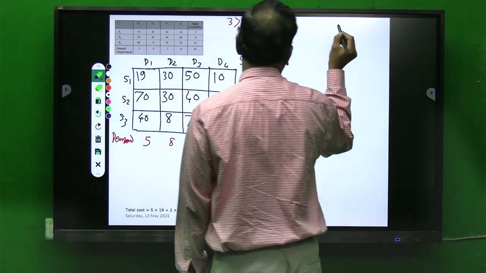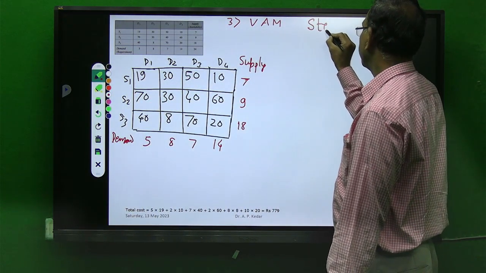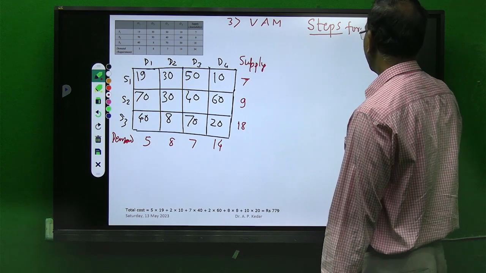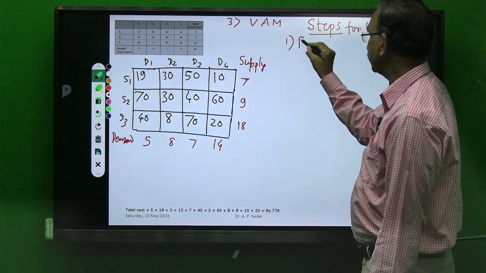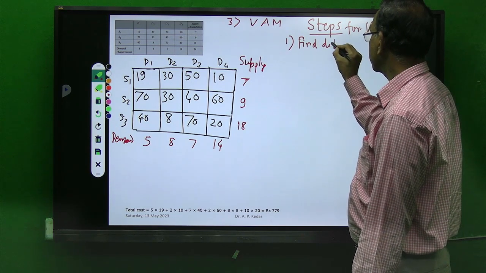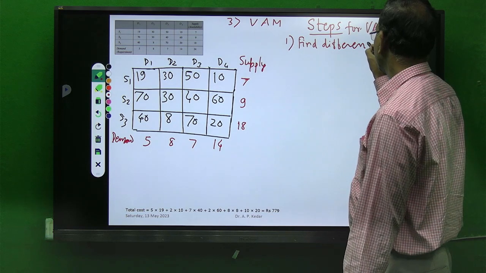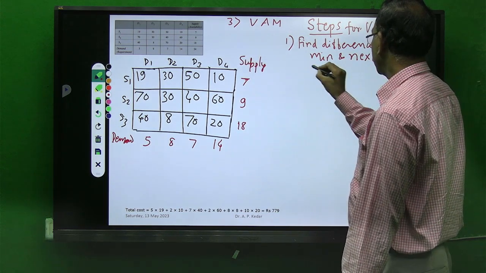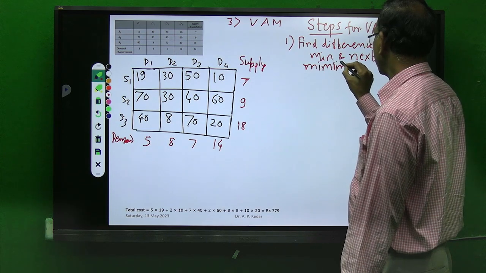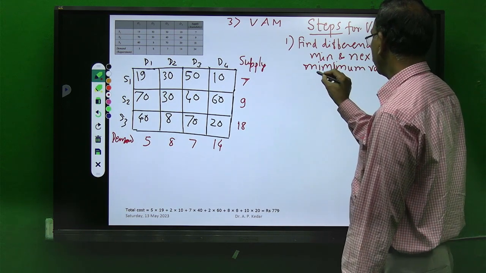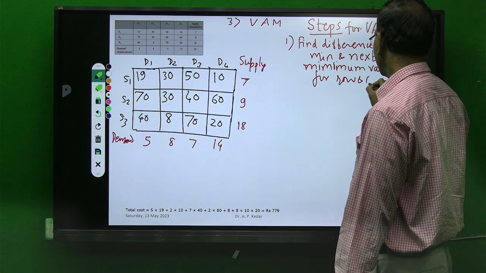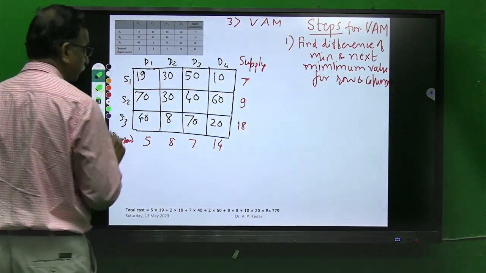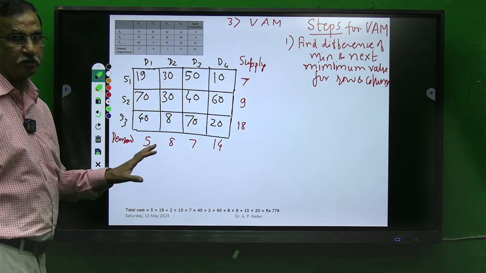So what are the steps? Steps for VAM. First, find the difference of minimum and next minimum value for rows and column. This is the step. How to proceed, that I will explain now. This difference indicates penalty. Other name of difference is penalty.